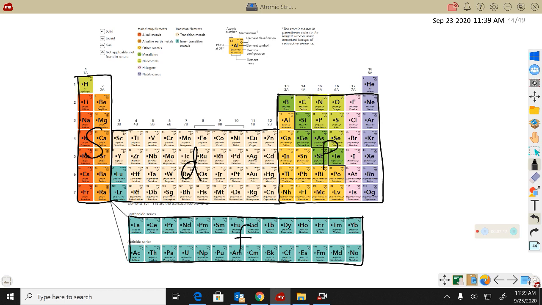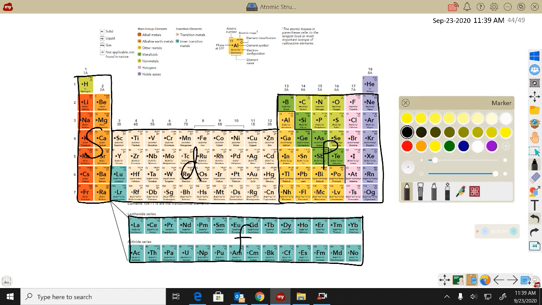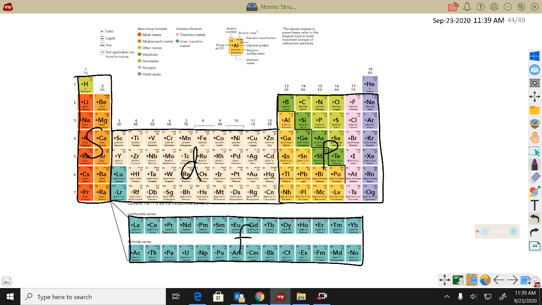I'm going to switch to a different color. Yeah, my purple. Let's do that. Okay, so now on the side here, you'll notice that the rows going across are numbered, like here, there's the number 1, 2, 3, 4, 5, 6, 7. The numbers going across are going to represent the energy levels.